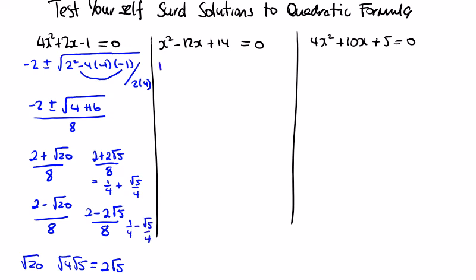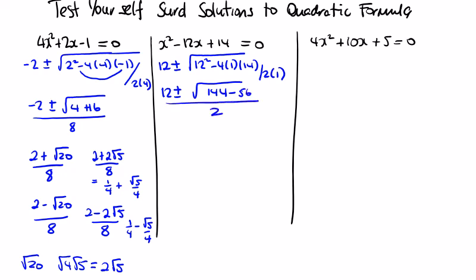Now we have minus minus 12 plus 12, plus or minus the square root of b squared, which is 12 squared, minus 4 by 1 by 14, all divided by 2 times 1. So we have 12 plus or minus the square root of 144, minus this time 4 14s are 56 over 2. This is going to give a value of 12 plus or minus the square root of 88 over 2.